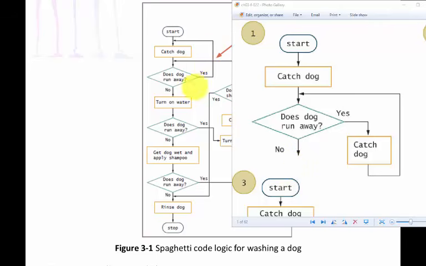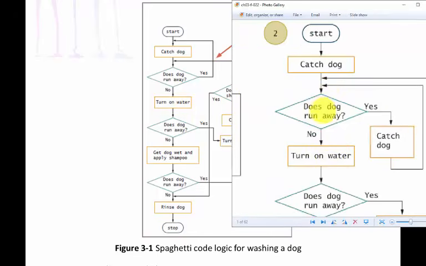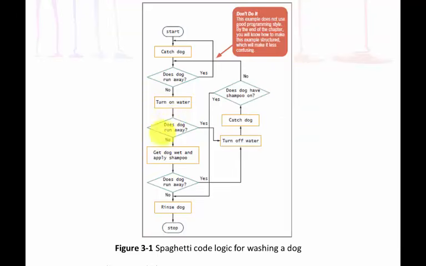So our new structure coming at no here will be turn on water. Does dog run away? Yes, catch dog, and we revert back. What's happening at this decision? Is this decision a selection or is this decision a loop? It is part of a loop. What's happening is that we're turning off the water, we're catching the dog. Does the dog have shampoo on? That's another decision. First, we're turning off the water and we're starting to catch the dog. Do you see that? And when we catch the dog, we determine whether the dog is running away. Yes, then we catch the dog again.